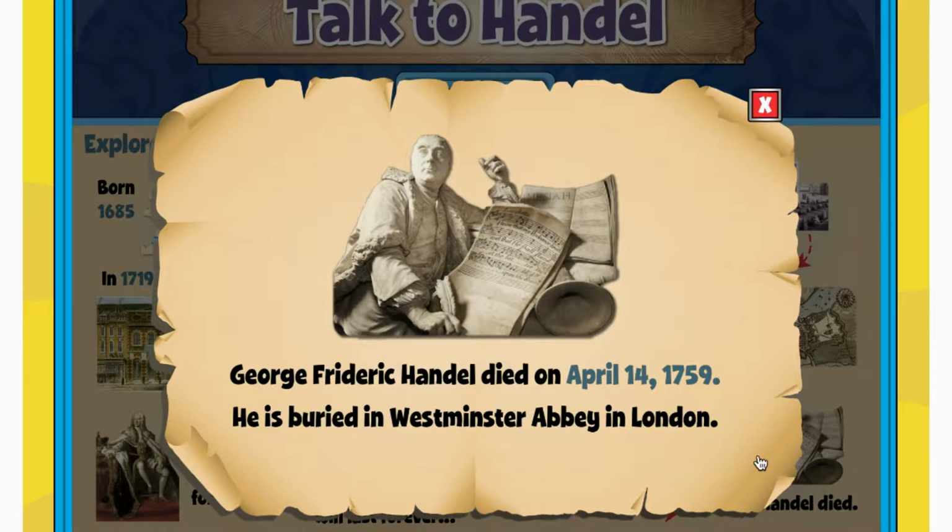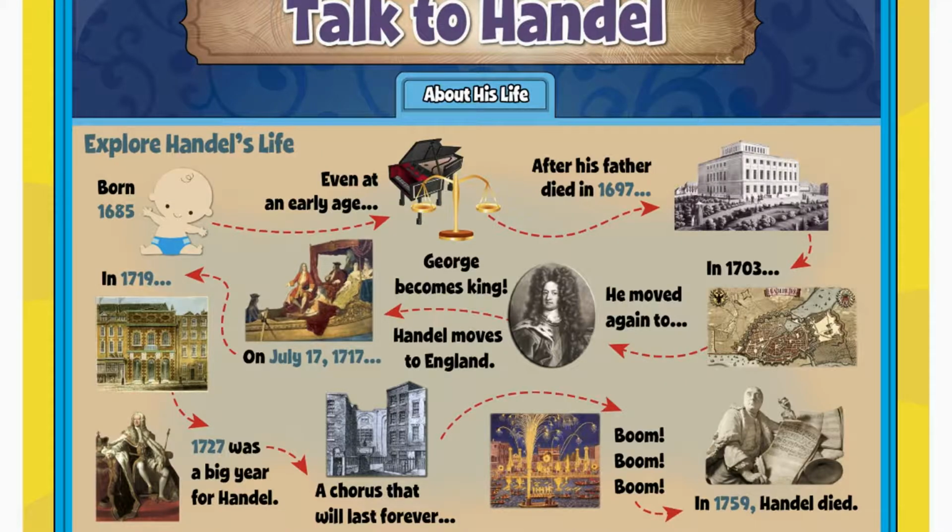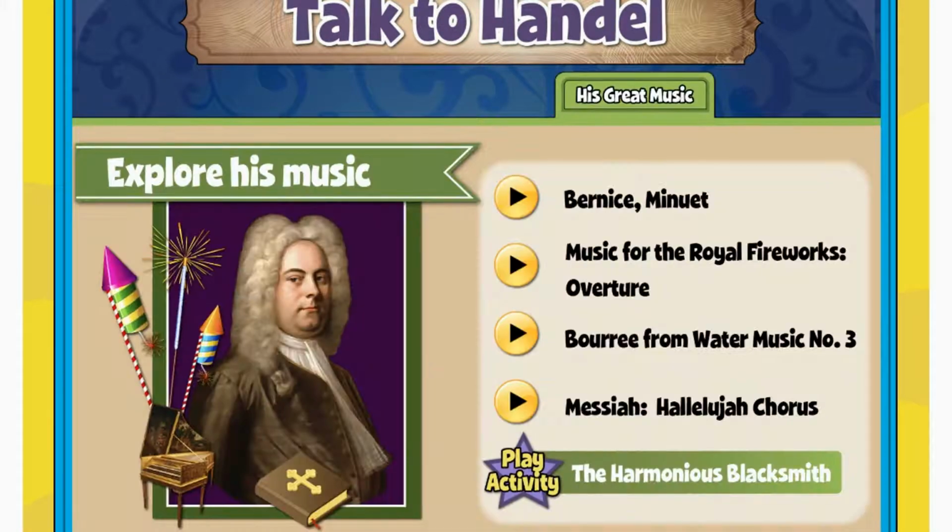Finally, George Friedrich Handel died on April 14, 1759. He is buried in Westminster Abbey in London. Now that we've learned a little bit more about Handel's life, let's listen to some of his best pieces of music.